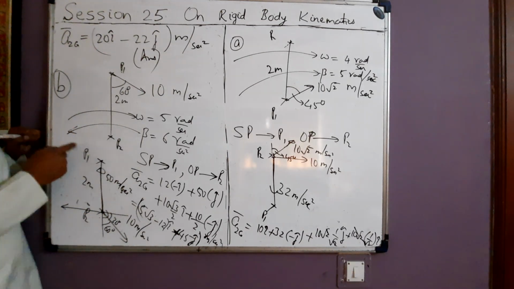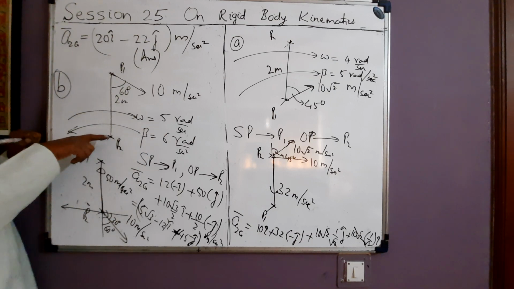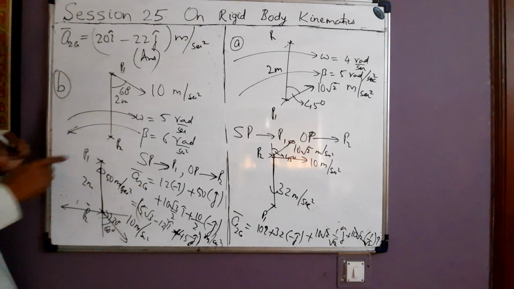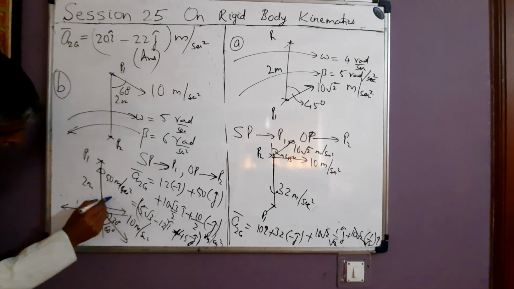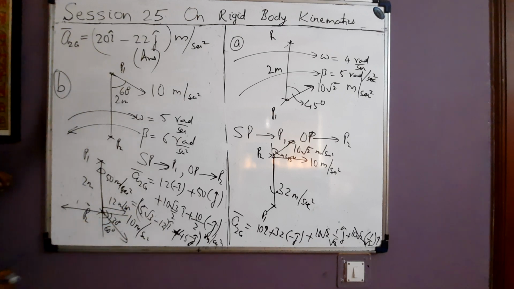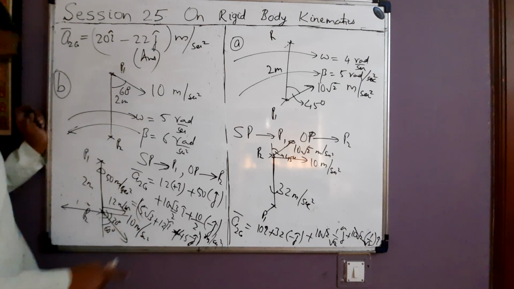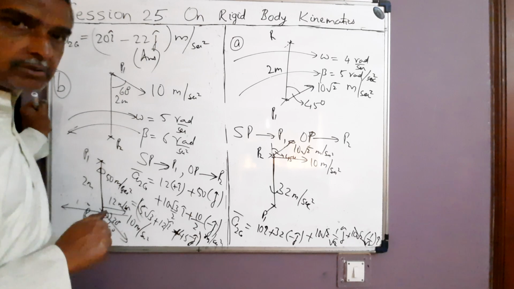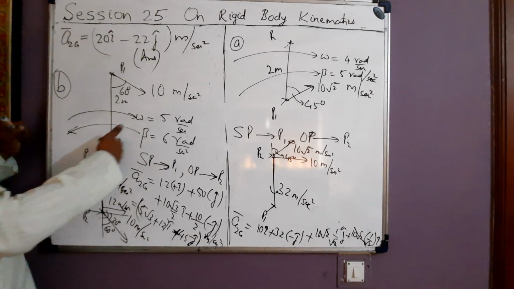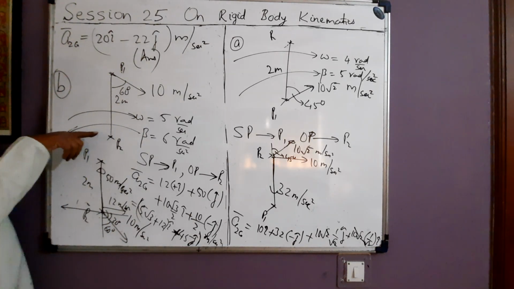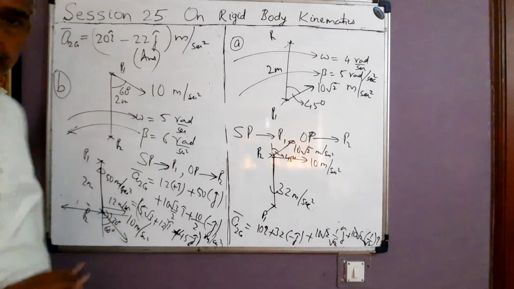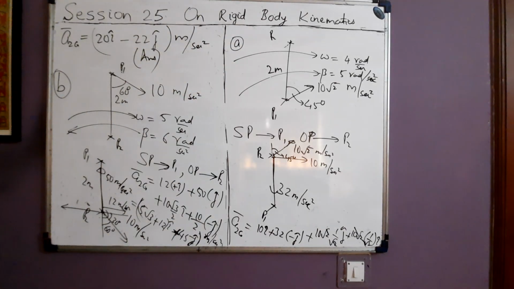Beta is anti-clockwise, so R beta becomes 12. Now the center is here. Beta is anti-clockwise, so R beta should be in this way. 2 into 6, 12, in this direction. I'm very sorry, I just rectified it. This one is plus i hat. Now it's alright. Since beta is anti-clockwise, R beta should correspond to anti-clockwise beta with center at P1, in this sense, not opposite. So these two questions I have taken. I hope it is alright.